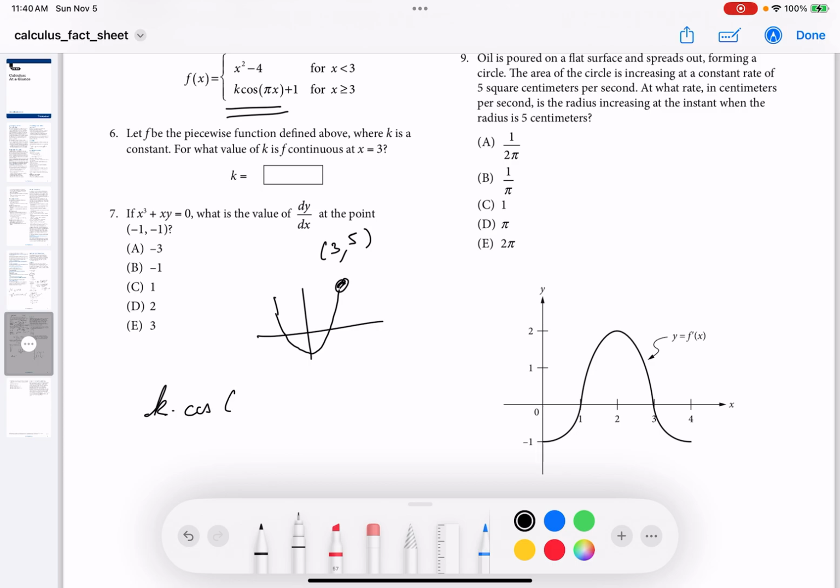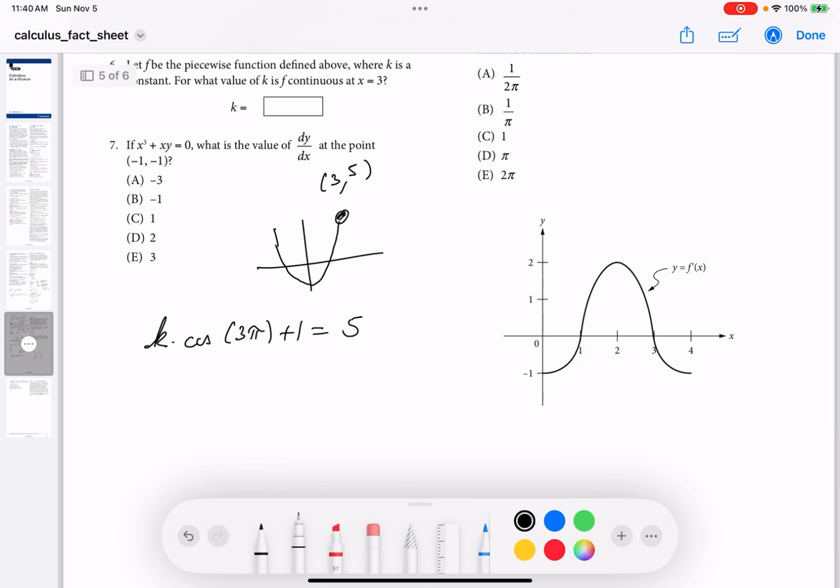Oh, we're at the point 3, so it's going to be 3 pi plus 1, which would be identical to the number 5, by the way. All right? So what do you do over here? You've got to solve it out. And I want to just remind you the cosine curve looks like this. This is 1 pi, 2 pi, and 3 pi would be over here.